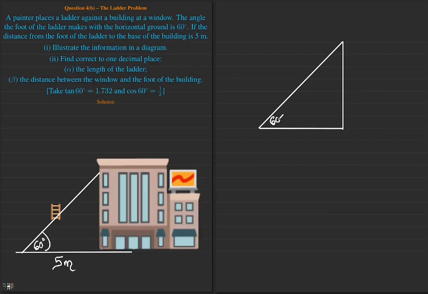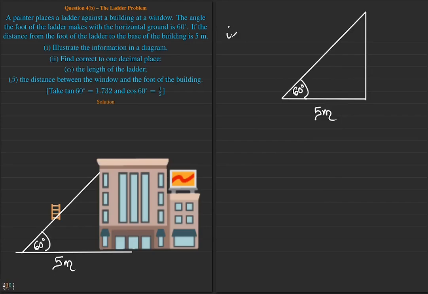So you have your 60 degrees right here. Then the length of the foot to the base is 5 meters. And I think that is all we're given in the question, 5 meters. So this becomes the solution to part i. That is the first part of the question.